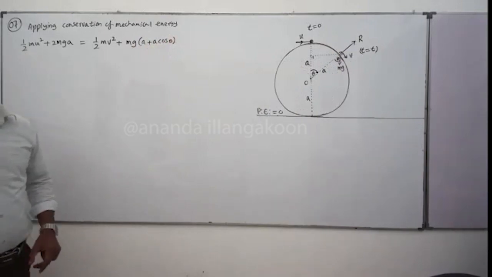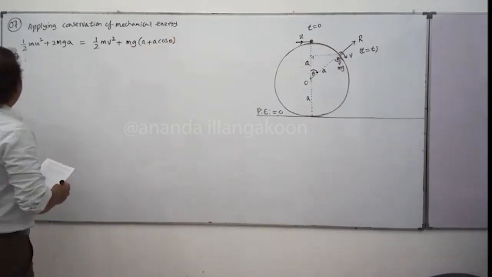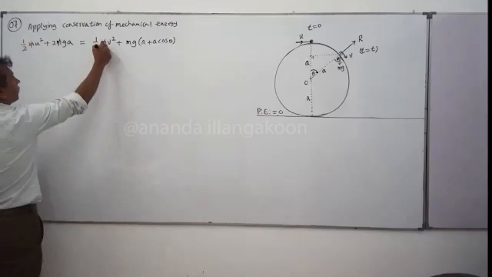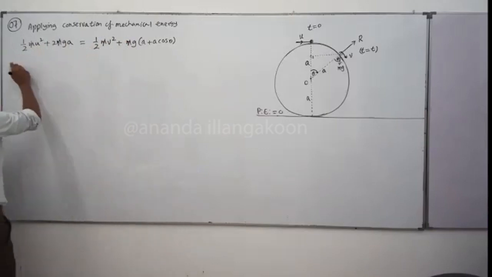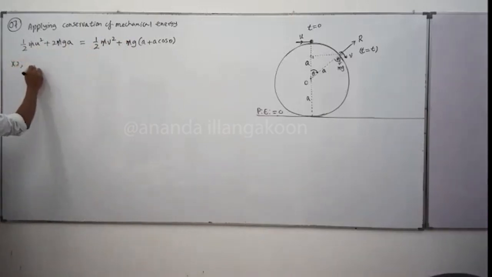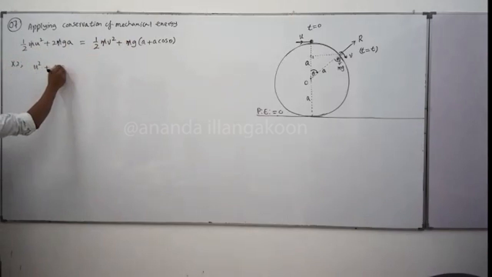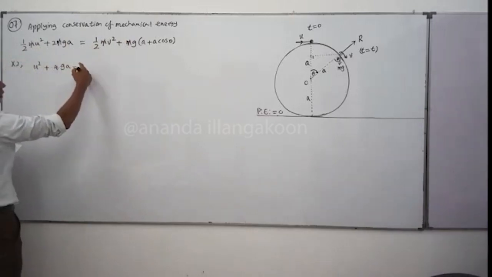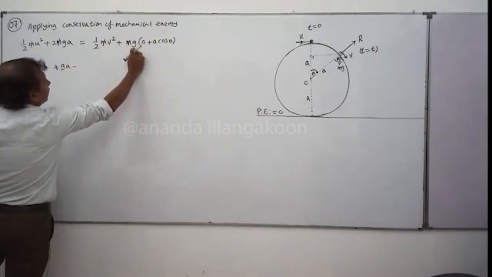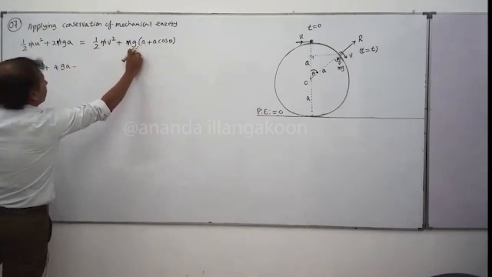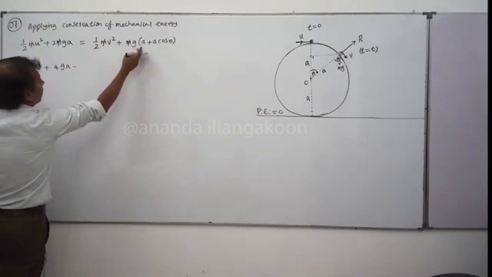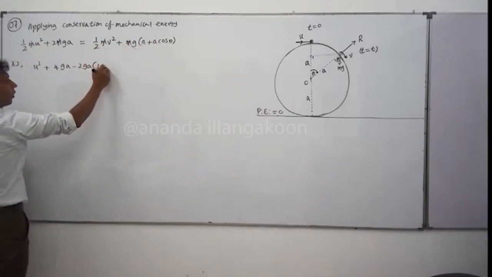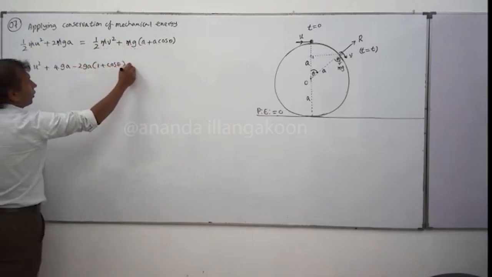By this, we can take the value of v squared, first answer. We can cancel down this m first. Multiply this by 2. Here u squared plus 4ga. Bring that to this side. Meantime, we can take this a out. Since we multiply by 2, that will be 2a now. When I take it this side, it is minus 2a times 1 plus cos theta, equal to v squared.